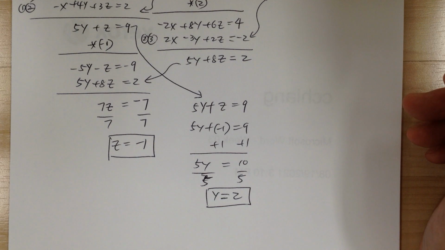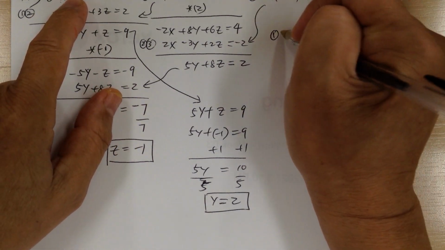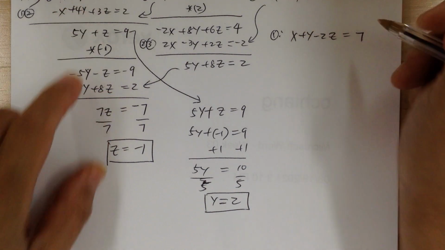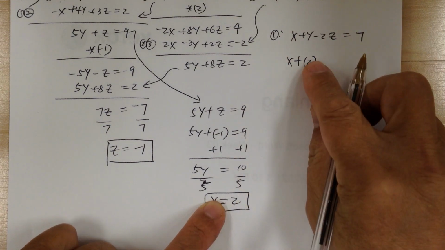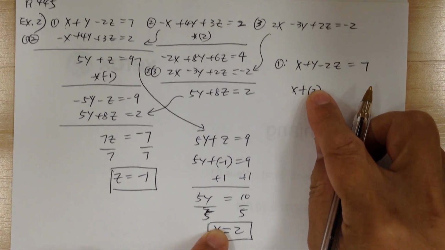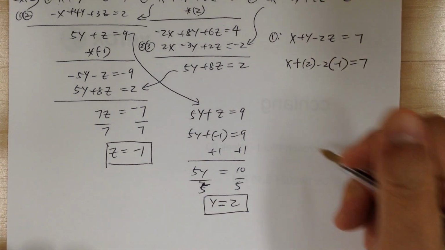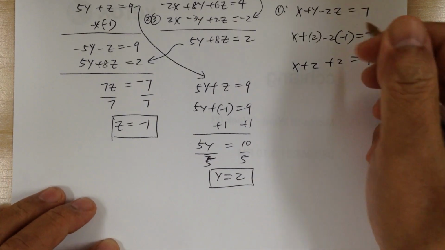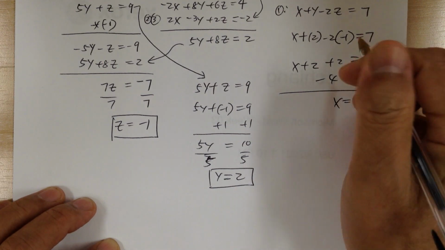So I need to look for x. And normally I don't like the ones that have a negative or high coefficient. So I'm going to use equation 1. I got x plus y minus 2z equal to 7. So I'm going to substitute. So I got x plus, again, whenever you substitute, always put in parentheses. That way you can keep track of what is being substituted. Okay, then work it out. So you got x plus 2 equal to 7. So I'm going to minus 4 on both sides. So I got x equal to 3.